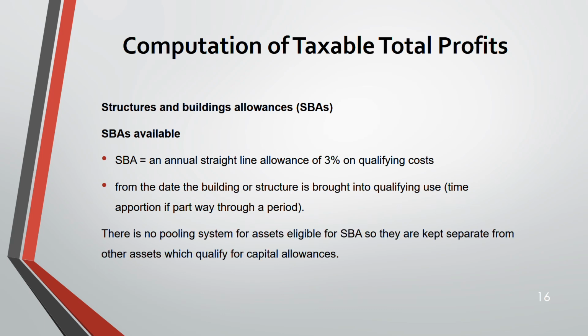There is no pooling system for assets eligible for SBA. See, we pool assets that are eligible for capital allowances, right? We put them in the main pool or special rate pool. But for SBA, there is no pooling system. So, they are kept separate from other assets which qualify for capital allowances. Any asset eligible for SBA will not be eligible for AIA. AIA is under capital allowances. Okay, so you can only claim one. You can't claim both capital allowance and SBA on one single asset.